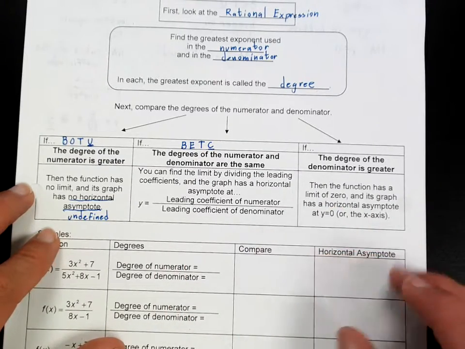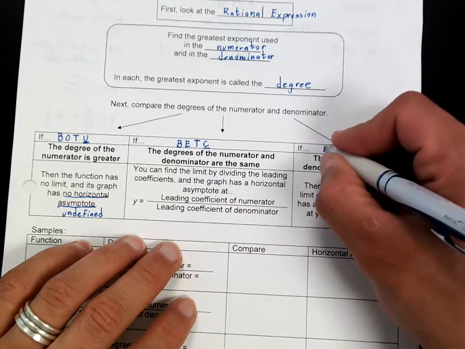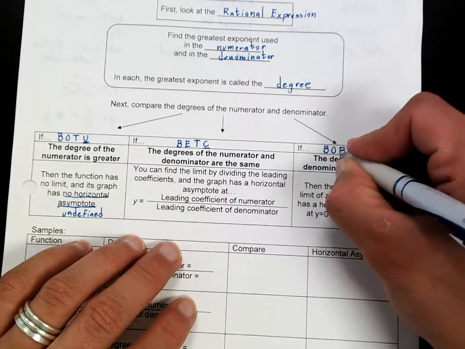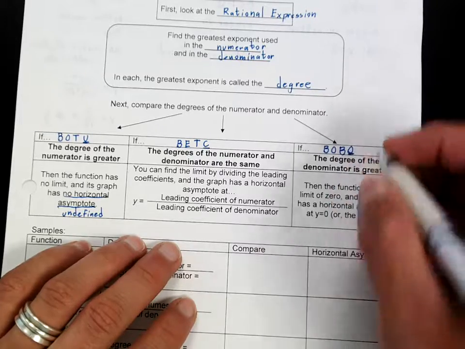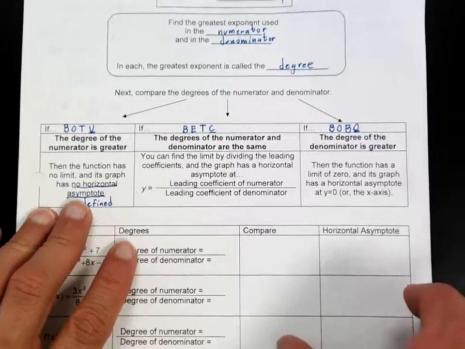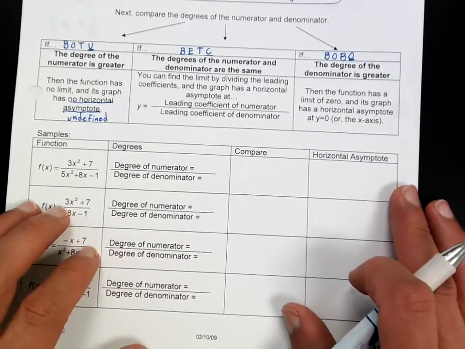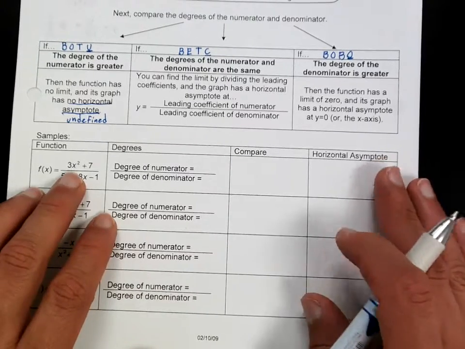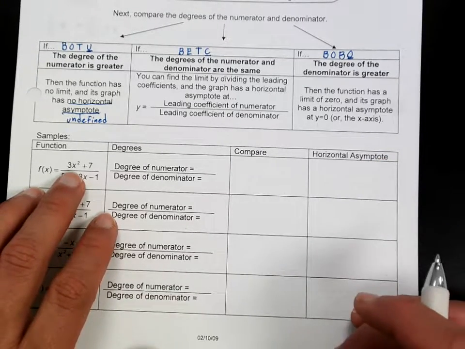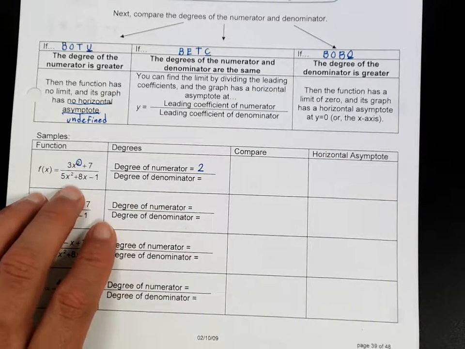All right. So, and then finally this last one, if it's bigger on bottom, that's called Bobo. If the degree of the denominator is greater, that's called Bobo. All right. So, let's really quickly look at the first one so you can see how easy this actually is. So this first one right here, what's the degree of the top, the numerator? 2, right? Because this is the degree right here, the biggest power. The degree of the bottom is also 2.